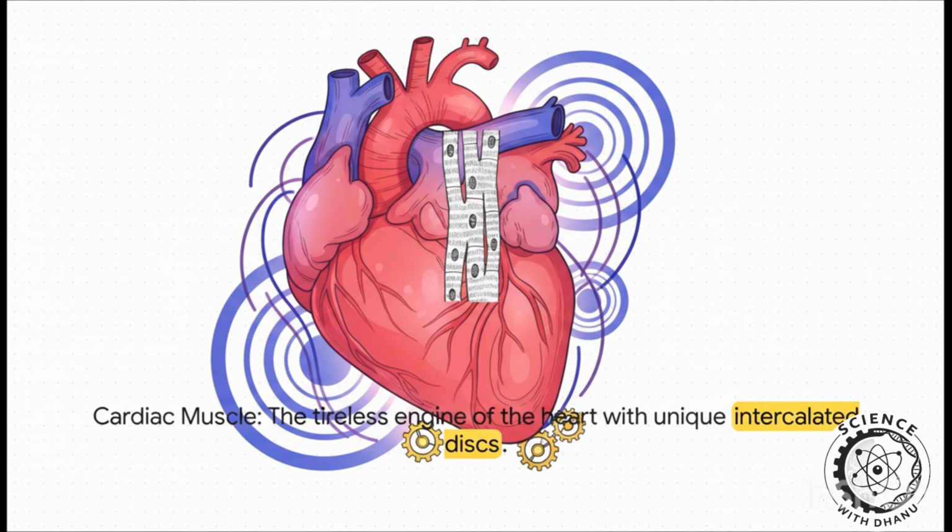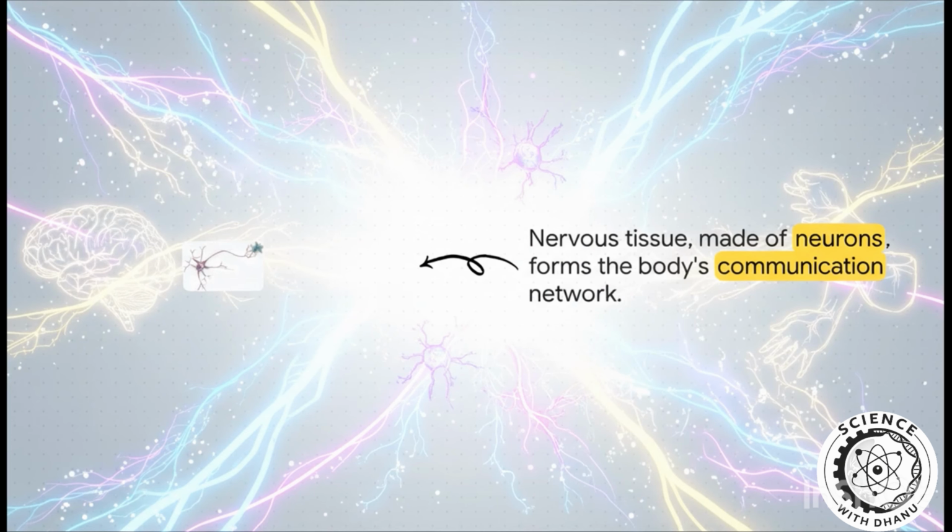Just amazing. Of course, all that muscle would just be sitting there if it wasn't getting any orders, right? Well, that's where nervous tissue comes in. It's made of these incredible cells called neurons, and they act like the body's high-speed internet, zapping electrical signals from the brain to the muscles and carrying information from your senses right back.